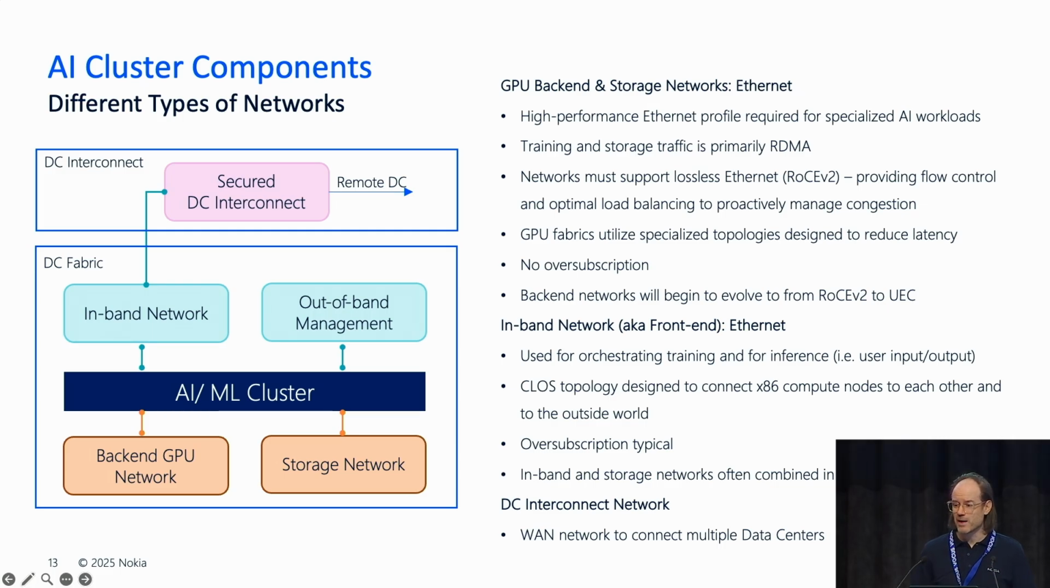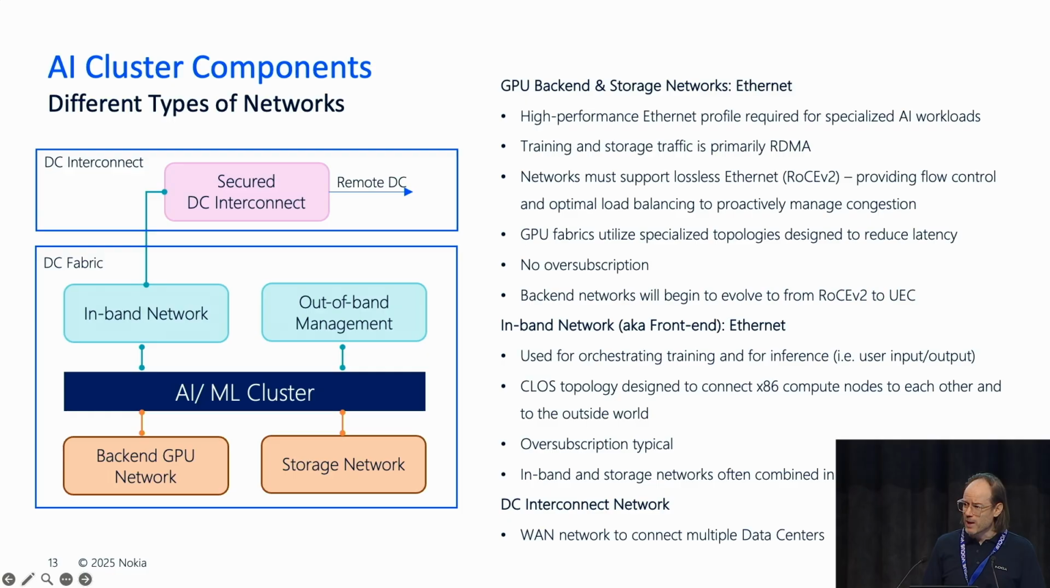So with that, let's start to step into the networking a little bit more. The first thing you should observe is that there's not just one network fabric associated with a cluster. There are actually multiple functional parts. At least functionally, you'll have the concept of a back-end GPU network, a storage network, an in-band network, and an out-of-band management network. And then we'll also have a secure DCI as well.